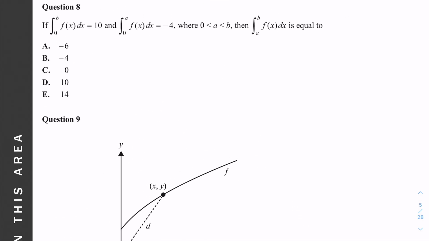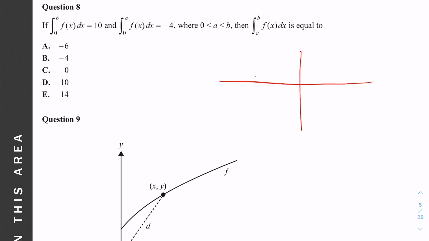Okay, the integral from 0 to b of f of x is equal to 10, and the integral from 0 to a of f of x is -4, we want the integral from a to b. So if we think about it like this, these all have a 0 in them. If we want a to b, and a is less than b, that means a is before b on the graph.